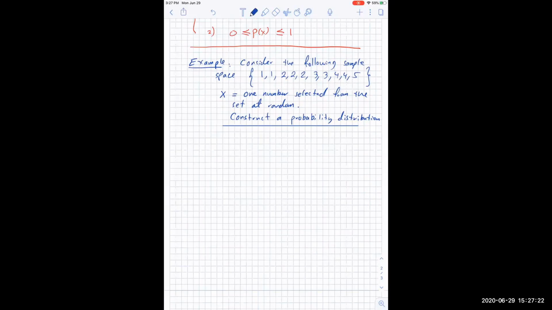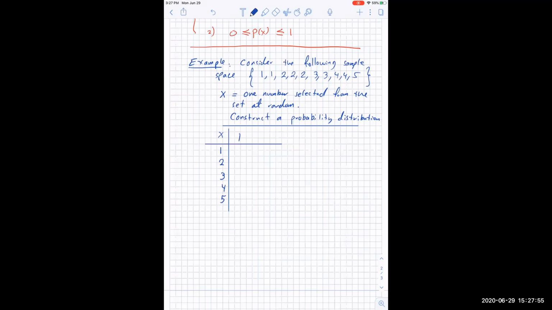So what are we going to do? Again, a probability distribution is a table that consists of two columns. The first column lists all the possible values of X. Look at the set. If we select a number, what are the possible values we're going to get? X could be either 1, 2, 3, 4, or 5.